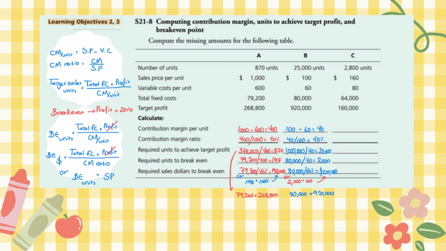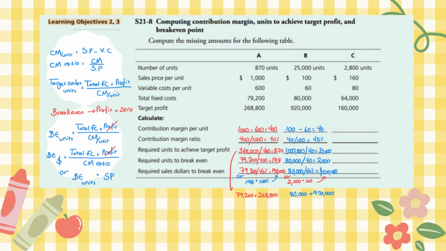Now, same requirement but in dollars. Sales in dollars to break even. It's gonna be total fixed cost plus 0 instead of profit divided by contribution margin ratio. So this is your fixed cost divided by the contribution margin ratio, which is 40%. You're gonna get 200,000. Or we can use this formula, which is break-even point in units multiplied by the selling price per unit. So 2,000 units multiplied by $100, you're gonna get 200,000.